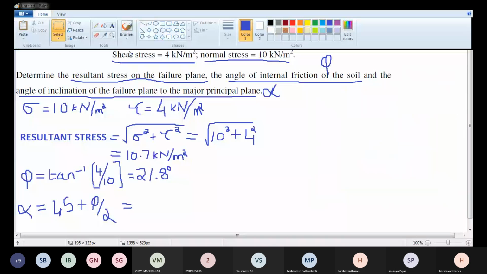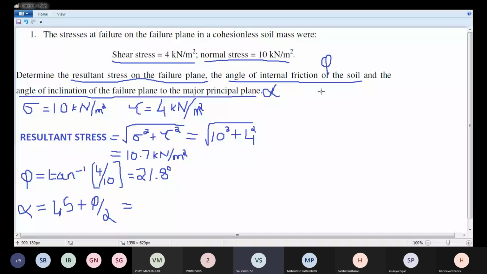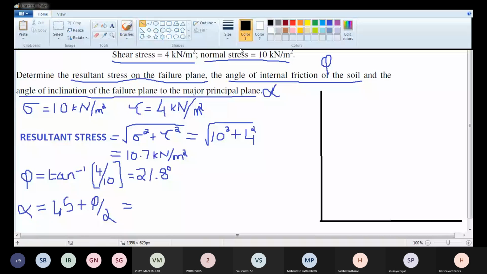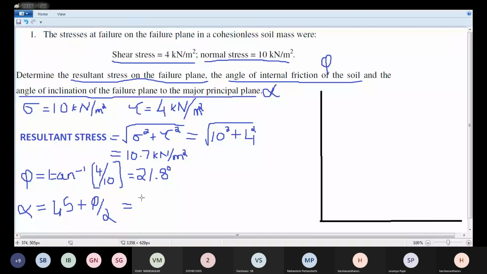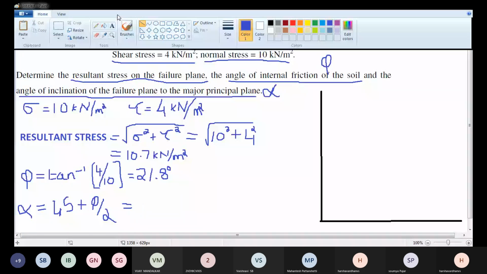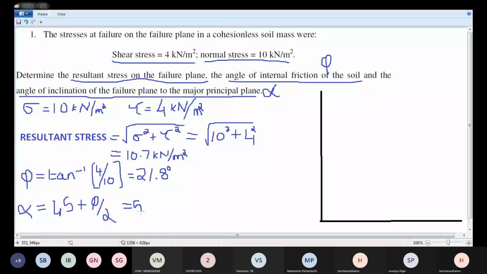What is the value of alpha? 55.9. Okay, the value of alpha is 55.9 degrees. So this is the analytical solution.